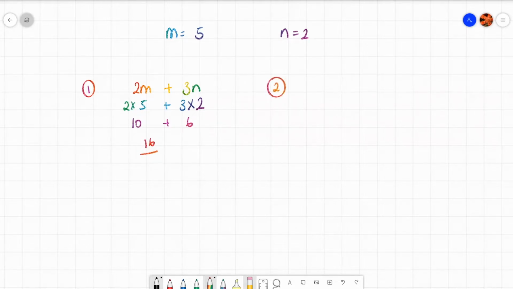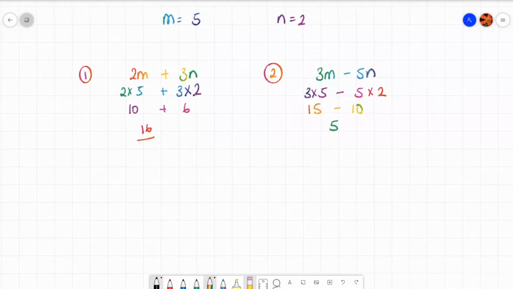Another example could be you are asked to work out 3m minus 5n. Again, 3m means 3 times 5, replacing the m with 5 because m is 5, minus 5 times 2, and replacing the n with the number 2 because n is equal to 2. 3 times 5 is 15, 5 times 2 is 10, 15 take 10 is 5.